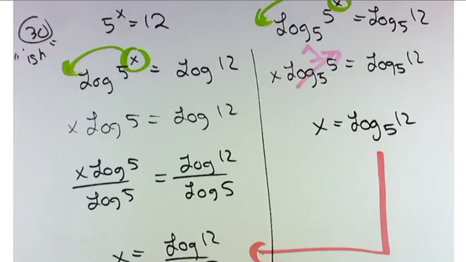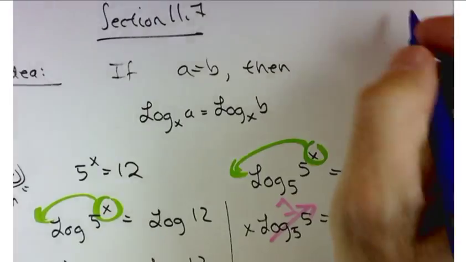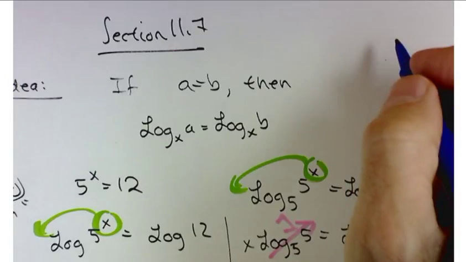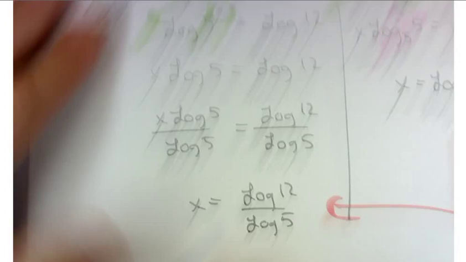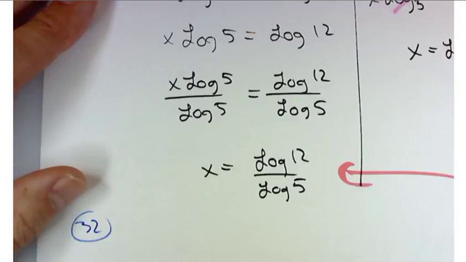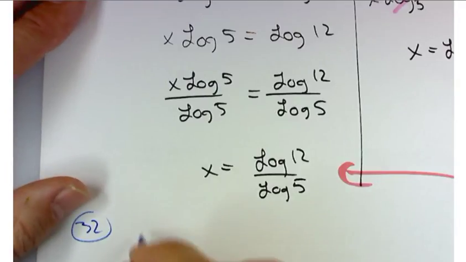Let's try problem number 32. You guys got me nervous. I was checking to make sure I got the right problem this time. So problem 32, 5 to the x plus 1 equals 3.